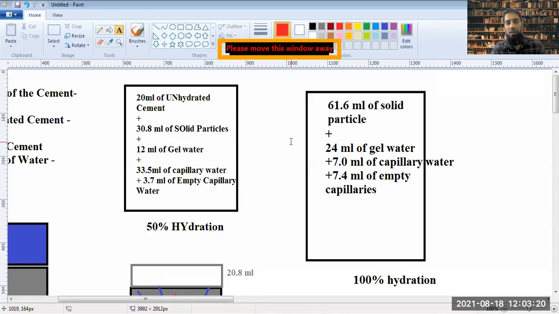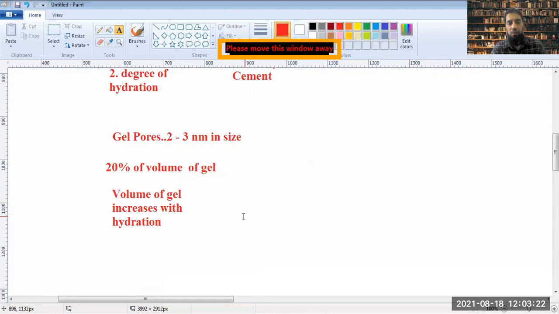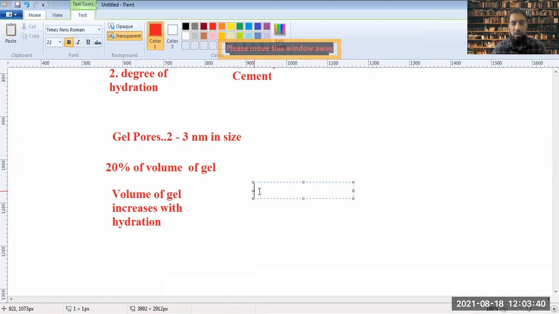This has gone from 20 to 63. So the volume of the gel increases with hydration, and so does the volume of the gel pores, the water trapped inside the gel pores. But at the same time, the capillary water is decreasing. So this was about the volume composition of cement.